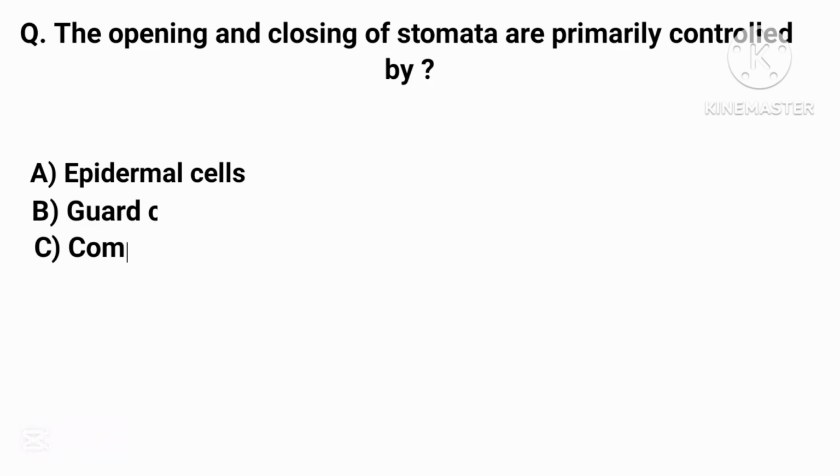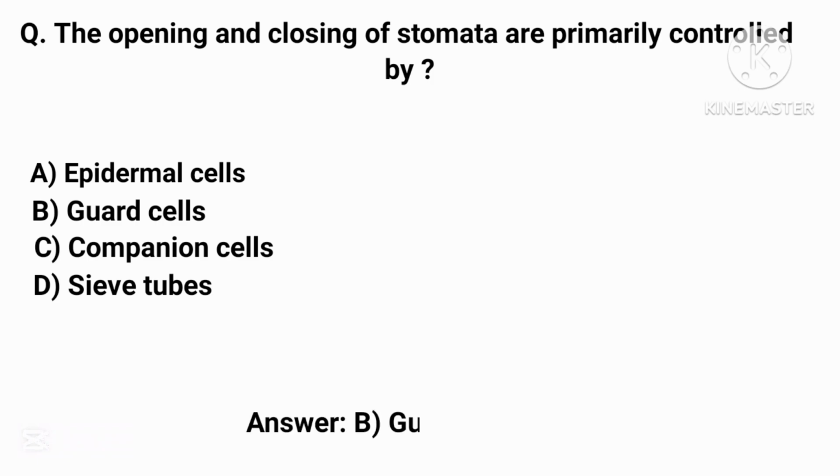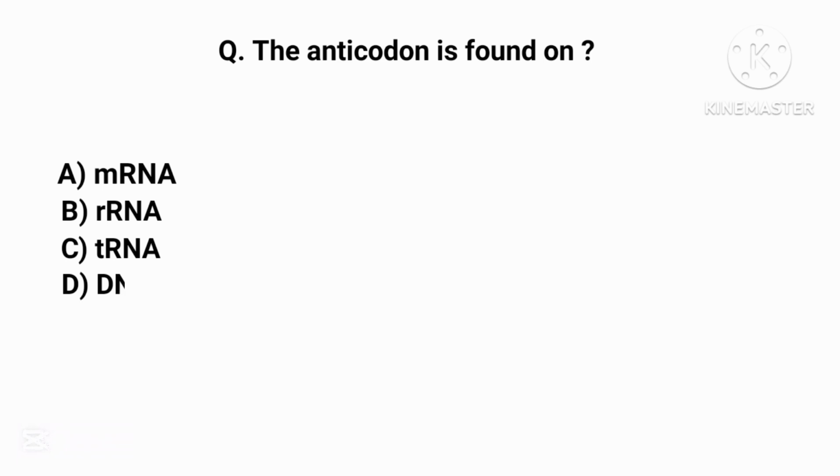The opening and closing of stomata are primarily controlled by? Correct answer is option B, guard cells. The anticodon is found on? Correct answer is option C, transfer RNA.